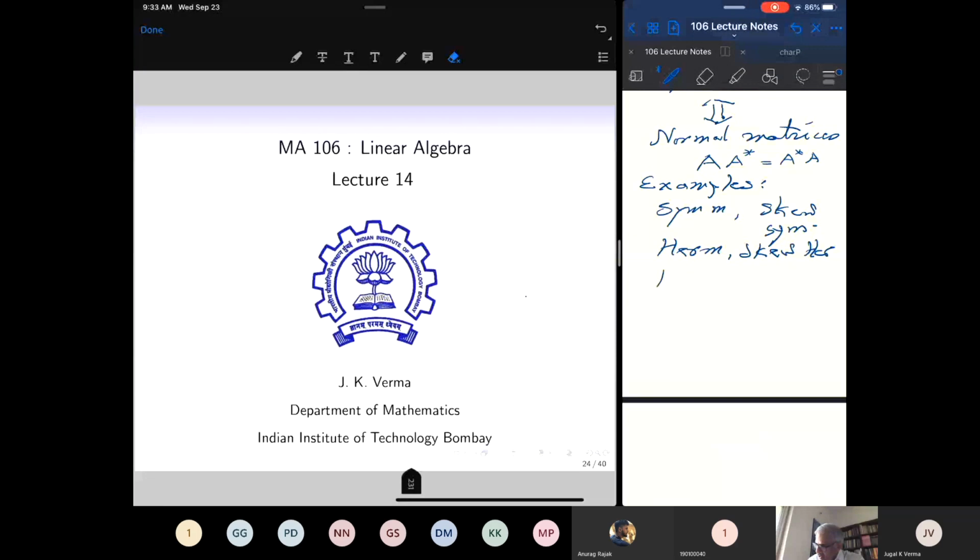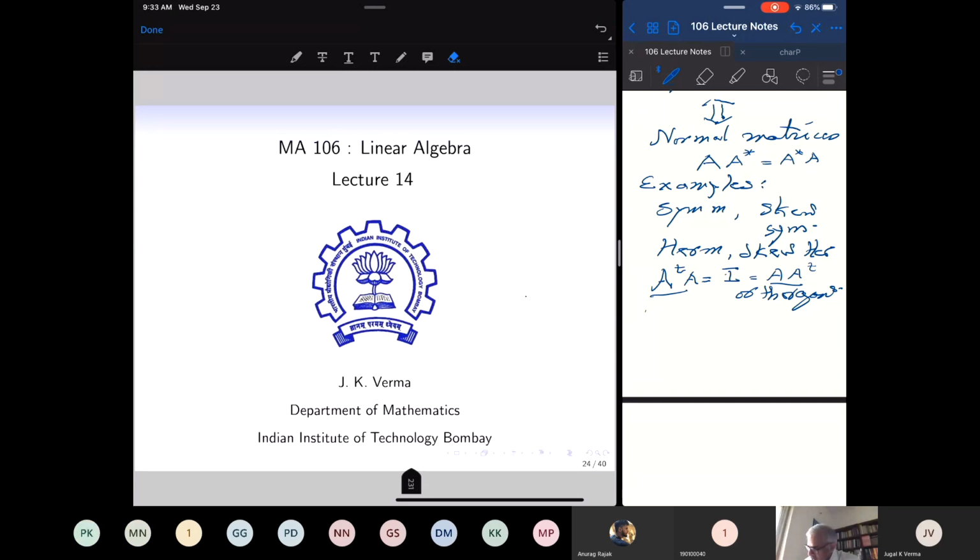And orthogonal matrices. Remember, for an orthogonal matrix, A is a real matrix. It is orthogonal if the column vectors form an orthonormal basis of Rn. That is the same as saying that A transpose A equals A A transpose equals identity. Okay, this is an orthogonal matrix. So you see, A and A transpose commute with each other because both products are the identity matrix. And so an orthogonal matrix is a normal matrix.